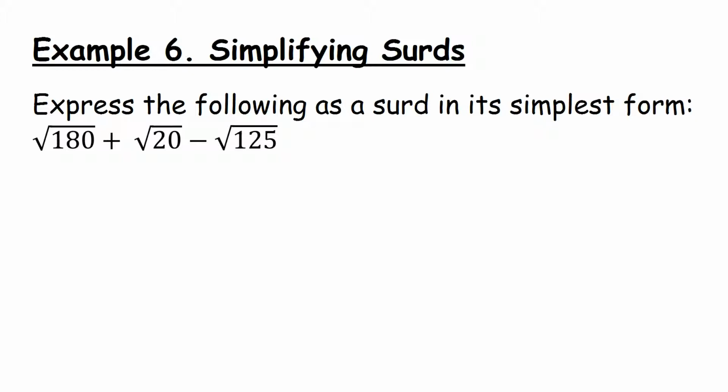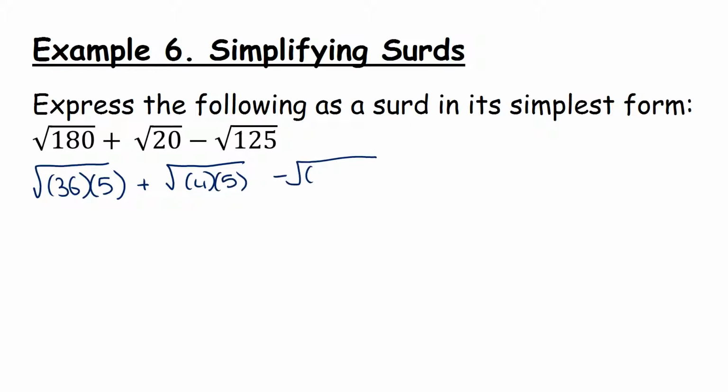So what I want to find is what perfect square will divide into 180. I could divide 180 by 9 and I get 20, and 20 is divisible by 4, so 9 is not the biggest. So you can go up, and hopefully what you'll find, through a little bit of trial and error if you need to, is that this is 36 by 5. 20, hopefully you can see very quickly, is 4 by 5, and this is 25 by 5.